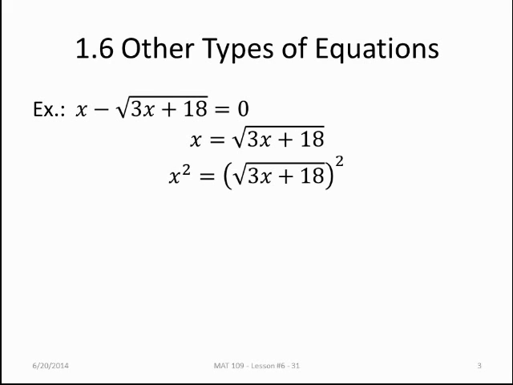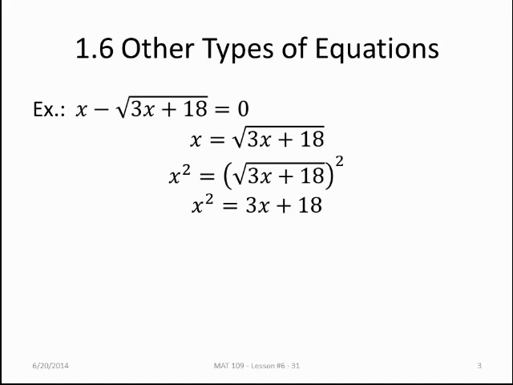The left-hand side is very simple in this case. When I perform this squaring in this equation, the left side is x squared. On the right side, I'm squaring a square root. When you square a square root, what you get is just what's underneath the radical symbol. So on the right side, I just get 3x plus 18. Now that I have no radicals in the equation anymore, I solve the equation with a normal technique.